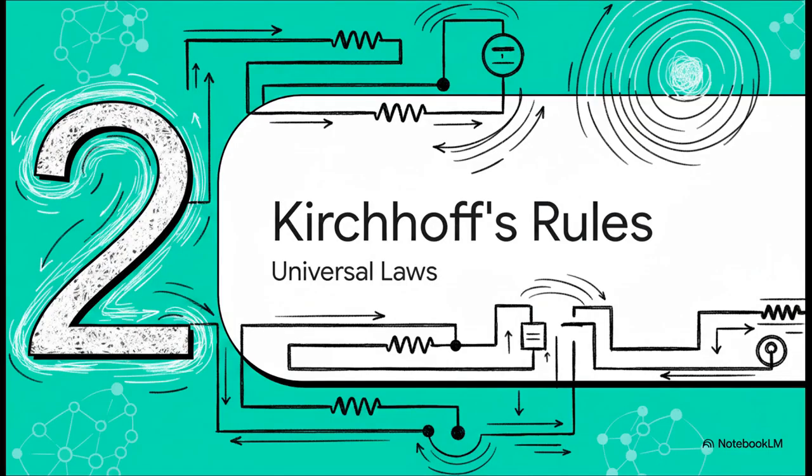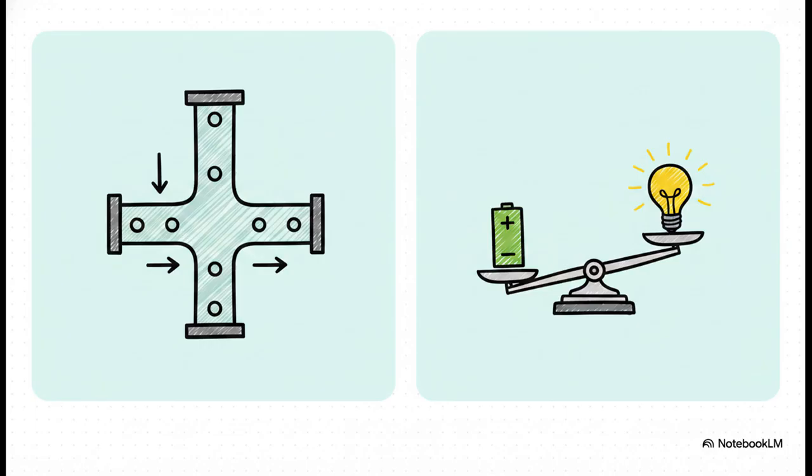Section 2. Kirchhoff's universal rules. All right, now that we have our basic vocabulary locked in, let's get to the narrative pivot of our explainer, the universal laws that dictate absolutely everything happening in a circuit. Here's the thing you really need to grasp. Kirchhoff's laws are absolutely not just arbitrary equations you have to memorize for a test. They are profound, fundamental statements about the universe itself.